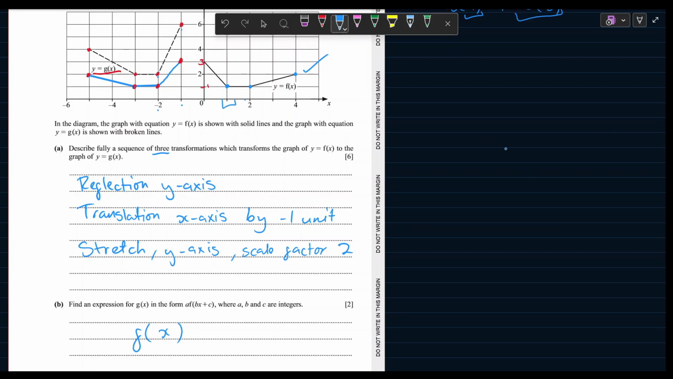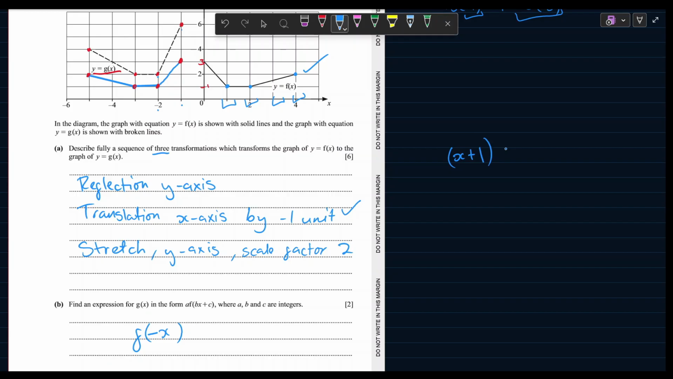So here we have positive x values, but when you reflect them, all of them just become negative. So it's going to be negative x. All right. And then the next transformation that we have is a translation in the x-axis by negative 1 unit. So how do we write a translation by negative 1 unit? It's going to be x plus 1. Okay. So it's like this.